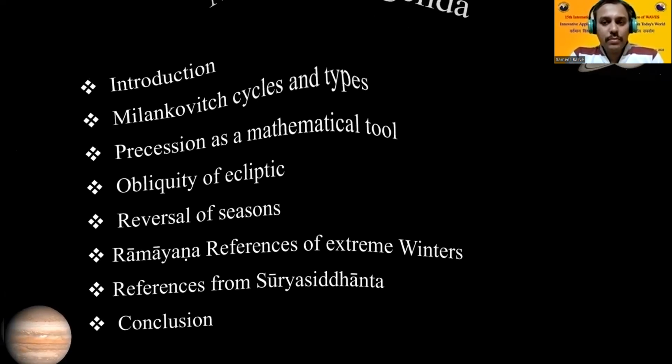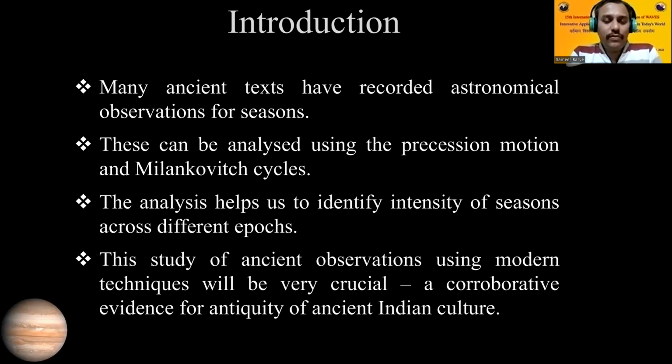Moving on to the introduction part. So we know that many of our ancient Indian texts have many different astronomical observations recorded, and even for seasons. And these can be analyzed using the property of Earth, like motion of precession, and along with that, Milankovitch cycles. The analysis of precession motion and Milankovitch cycle helps us to identify intensity of seasons across different epochs, and this study is going to be very crucial, which will provide a corroborative evidence for antiquity of our Indian culture that goes back to at least 12,000 BC or even beyond that.